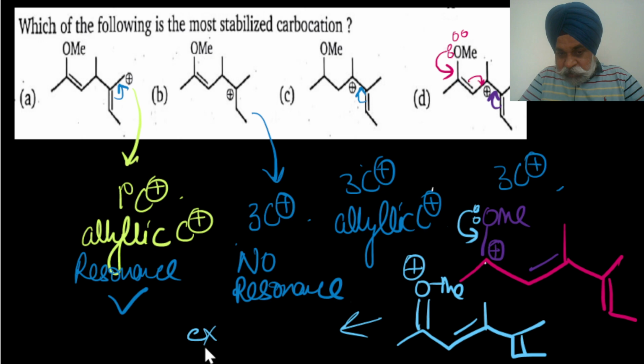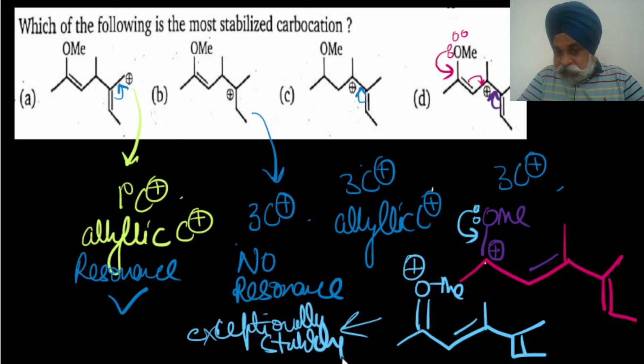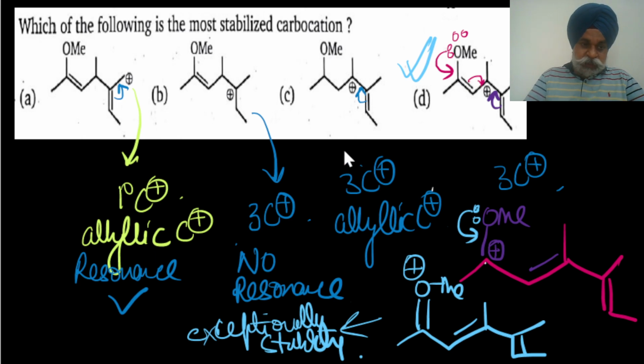Why is it exceptionally stable? Simply because of the fact that it has the octet complete for all the elements. So that is why we would be saying that, out of these, the most stabilized carbocation, I would be saying D would be the right answer. I hope you have understood all these three questions where carbocation stability or resonance, how it is being applied to find the stability of entities, is quite an important one.